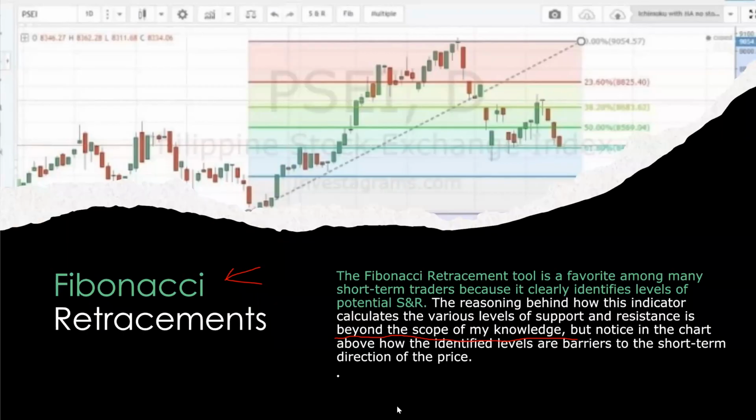You'd love that. Notice in the chart above how identified levels are acting as barriers of the short-term direction. So we can see this current uptrend. We have a nice breakout. There's no previous support and resistance level here, but there's a Fibonacci. All right, so we see active resistance here, support here, and then resistance here, broke out, top of the uptrend, and then it fell back down.